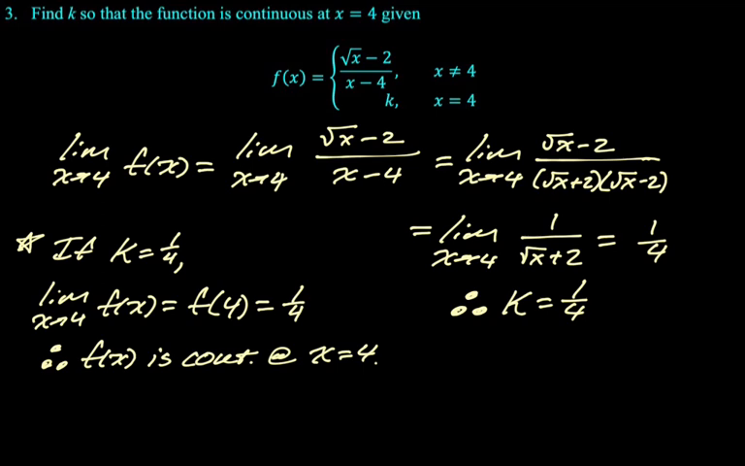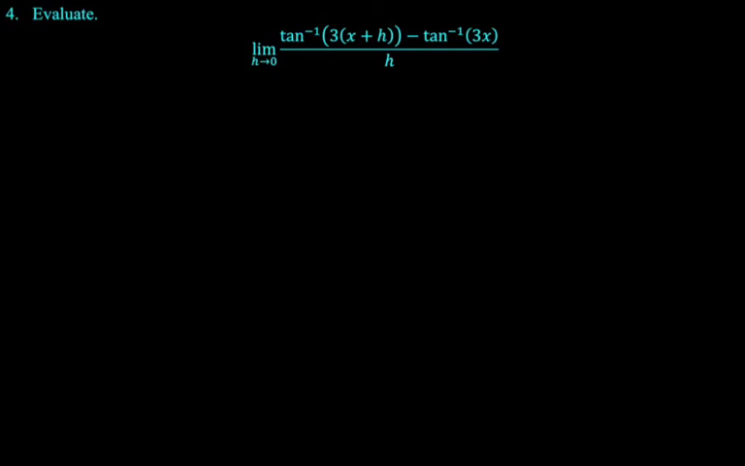Let's take a look at one more problem here. All right, we want to evaluate the limit as h approaches 0. As soon as you see that, you're like, that's the definition of the derivative. I just need to figure out what the function is and then take its derivative. The limit as h approaches 0, arctan of 3 times the quantity x plus h. So there's your x plus h.